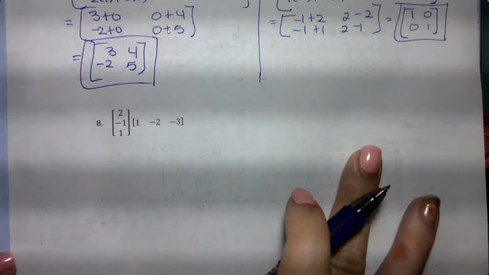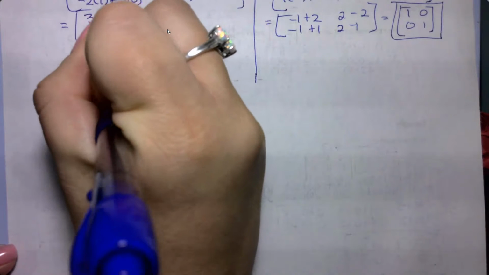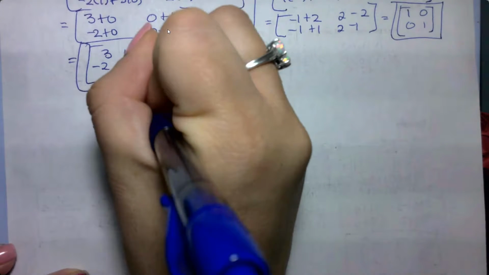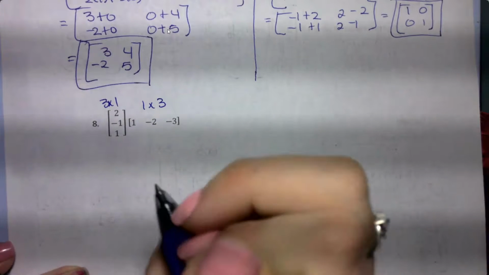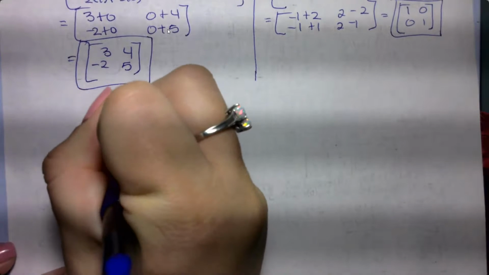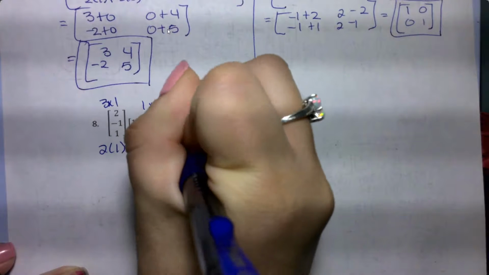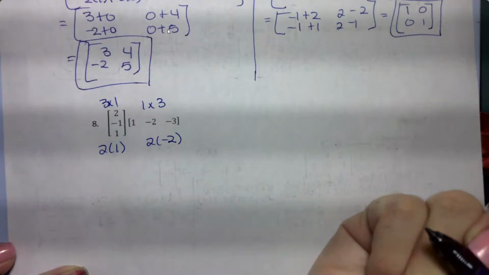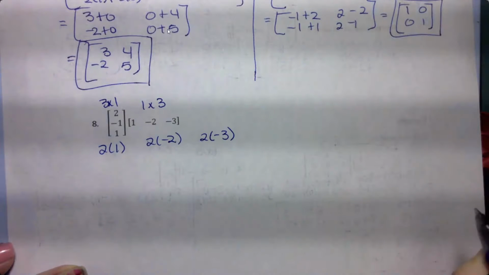Then for my final one, I have a 3 by 1, and I'm multiplying by a 1 by 3. So I am going to do this. I have 2 times 1 for my first row, first column. I have 2 times negative 2 for my first row, second column. I have 2 times negative 3 for my first row, third column.